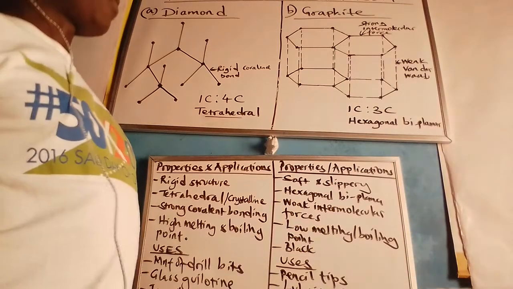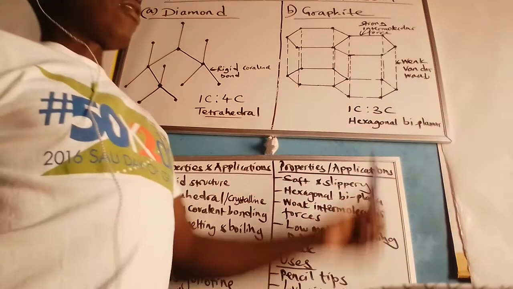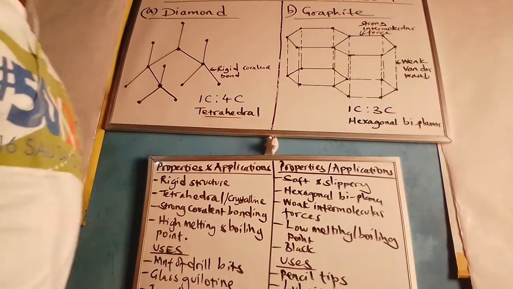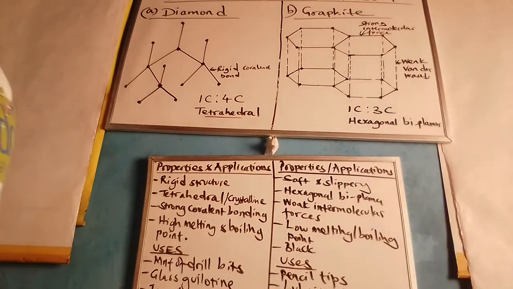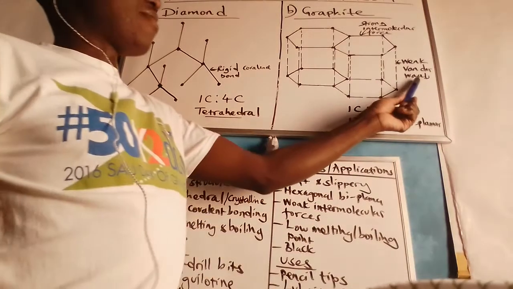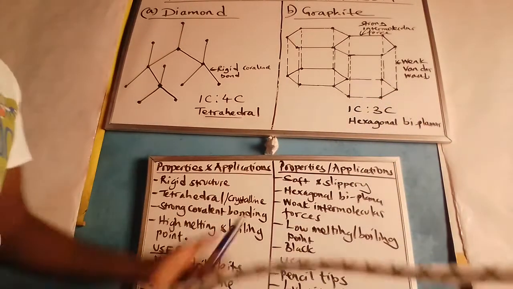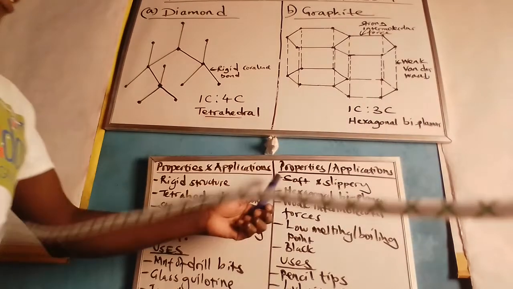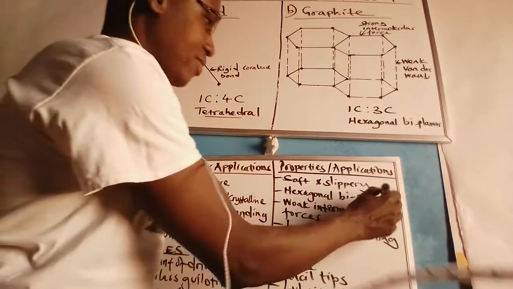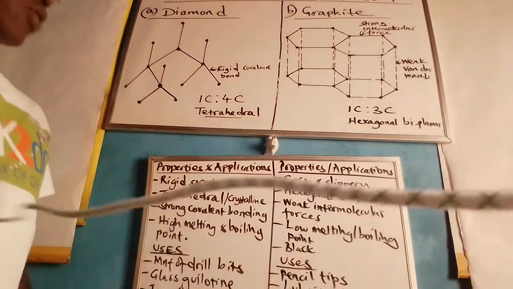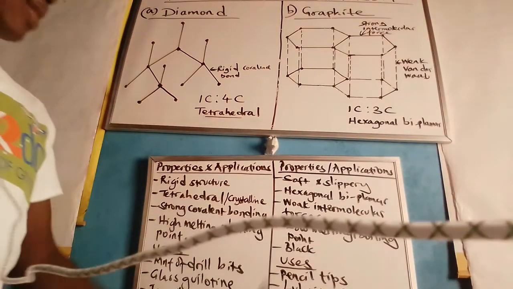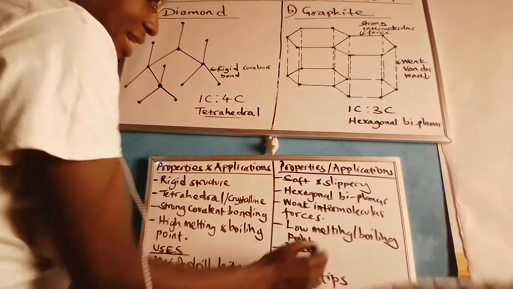As said, graphite is hexagonal biplanar in the sense that each carbon atom is attached to 3 other carbon atoms, and then a molecule is linked to another molecule by weak intermolecular forces of attraction referred to as the van der Waals. So, we say that graphite is soft and slippery. It is hexagonal biplanar in structural form. It has weak intermolecular forces of attraction, named here as the weak van der Waals. It has low melting and boiling points, and it's black in color.